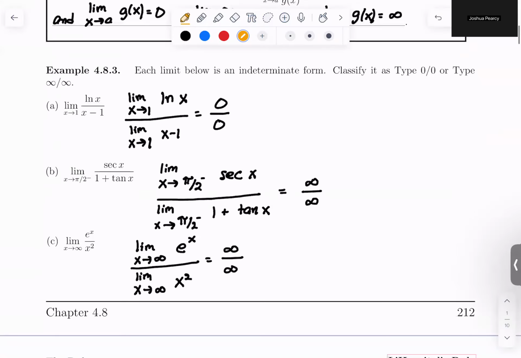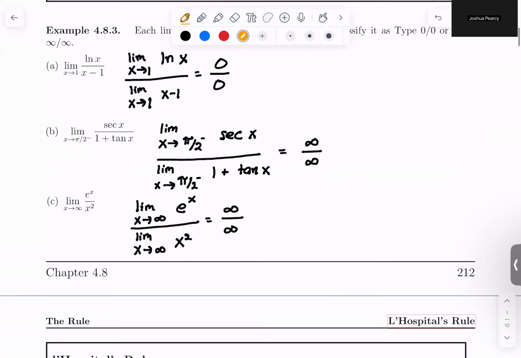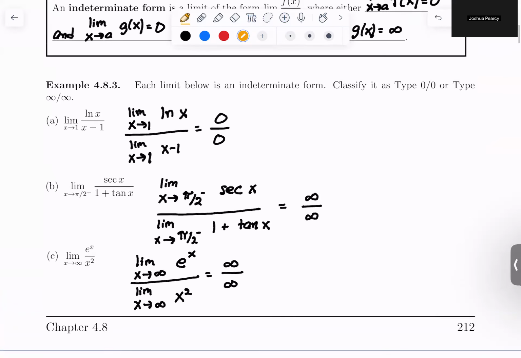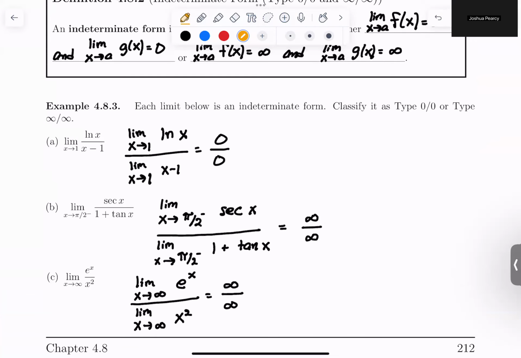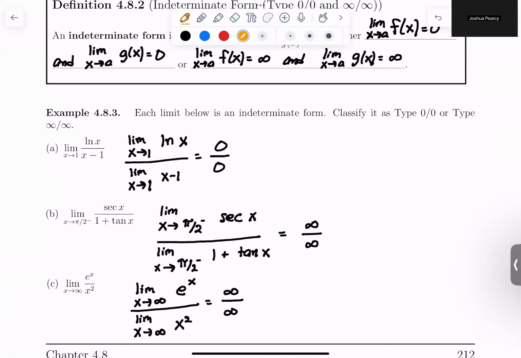So using that idea, let's get to the first example here. It just has you identify the form. It says each limit below is an indeterminate form. Classify it as 0 over 0 or infinity over infinity. This first one, part A, says the limit as x goes to 1 of ln of x over x minus 1. If we try to plug in 1 into this expression, we get ln of 1, which is 0 up here, and then x minus 1, which is 0 down here. So this is type 0 over 0.